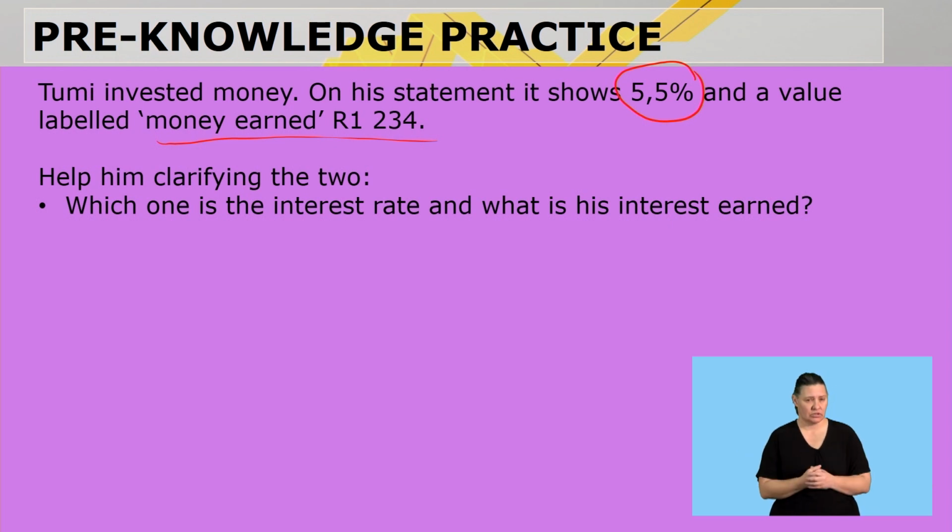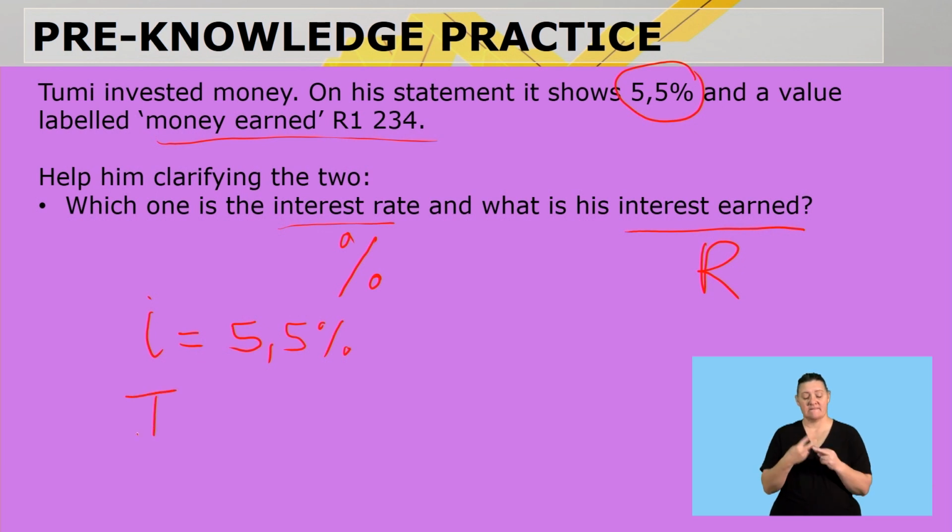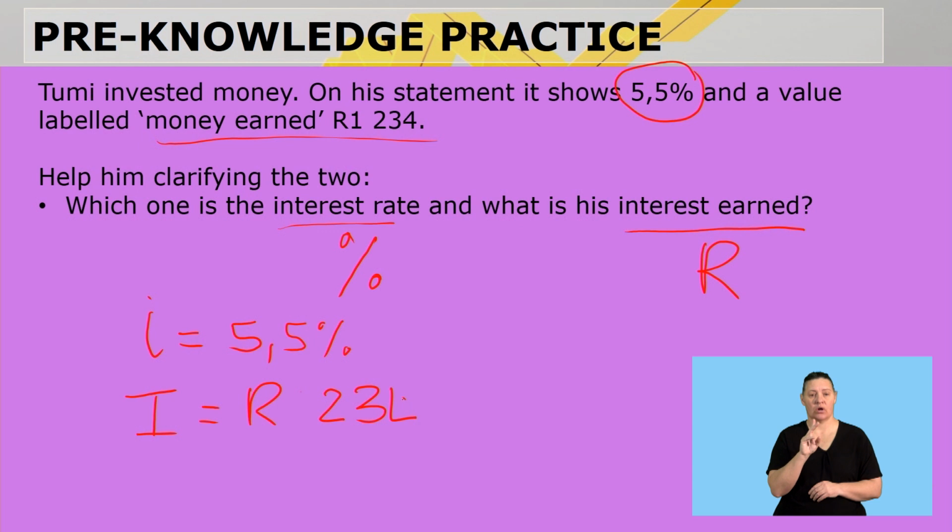Now guys, remember the interest rate is always a percentage and interest earned is always an amount, a value, like rands or whatever. So his interest rate, small letter i, is going to be 5.5%, and his interest value, capital letter I, is going to be 1,234. Wow, magic, the one disappeared. 1,234 Rand.